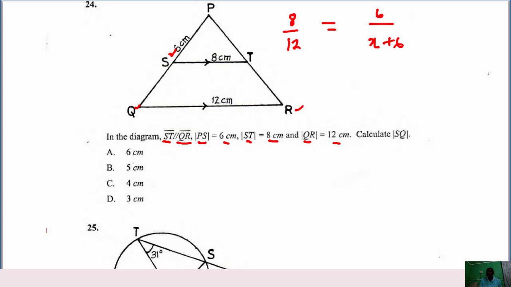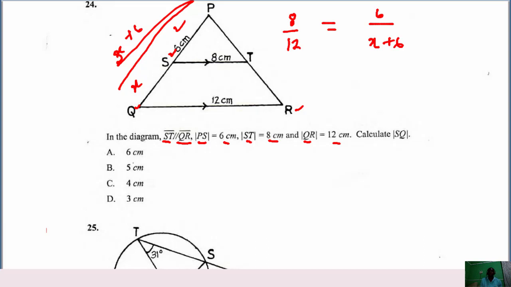So what we will do is that when we check this, six over, so this 6 is a smaller triangle, and if you put here x, the longer triangle will be x plus 6. Good. X plus 6.